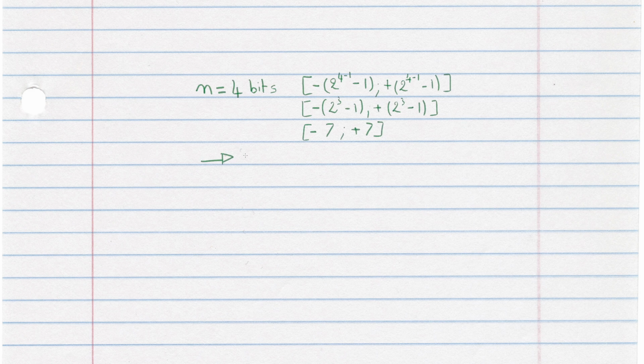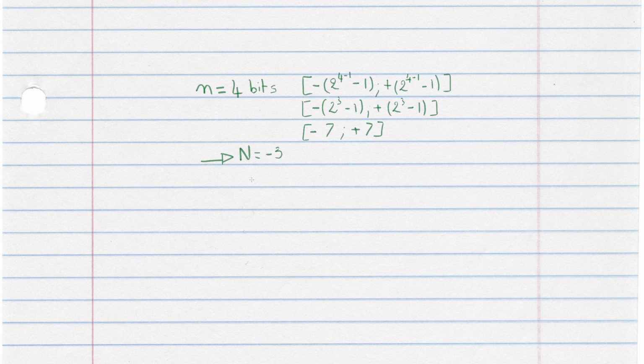Now let's see an example. So let's say we have 4 bits to represent our number. So we can represent numbers from minus (2 to the power of 4 minus 1, minus 1) to plus (2 to the power of 4 minus 1, minus 1). So that's minus (2 to the power of 3, minus 1) to 2 to the power of 3 minus 1. 2 to the power of 3 is 8, so it's minus (8 minus 1). So that's minus 7 to plus 7.